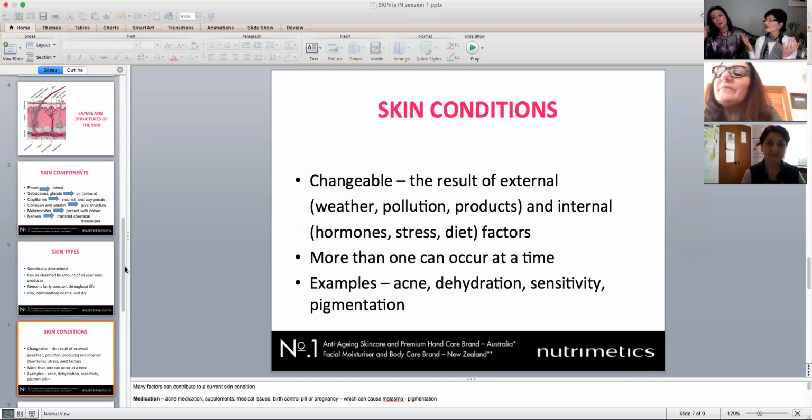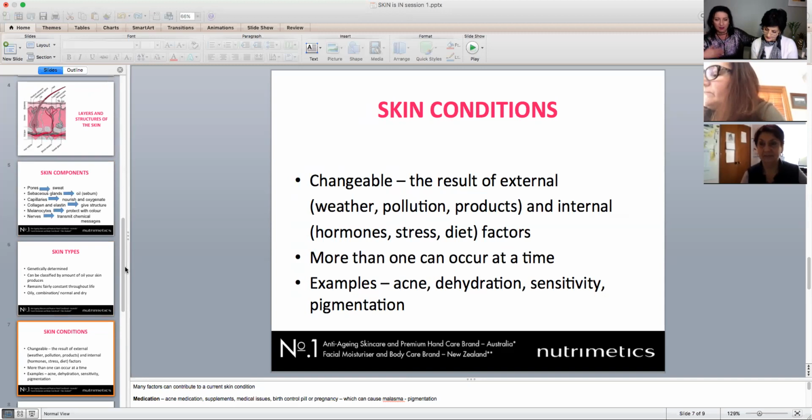So the weather, products, all of that, and more than one can happen at the same time. A good way to describe this to your customers is that your skin changes from season to season, depending on conditions, let alone year to year. So if they've been using something for 20 years, as much as they might like it, sometimes they may need to add something else to protect them against the weather at certain times of the year.